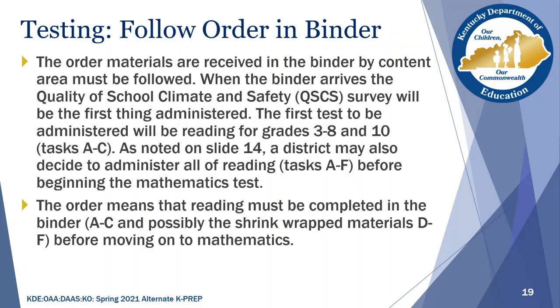As we will talk about, the binder, when received, will just contain tasks A through C. The task D through F will accompany, but they will be shrink wrapped. So if the choice is made to use option 2 that we talked about a couple of slides ago, then the shrink wrap materials may be opened and provided directly after task A through C to complete the entire content assessment for task A through F. So to give you a visual of that, if you have task A through C in the binder and you're wanting to complete that specific reading content area, then you would need to remove task D through F for reading from the shrink wrap materials and administer those directly after task A through C.